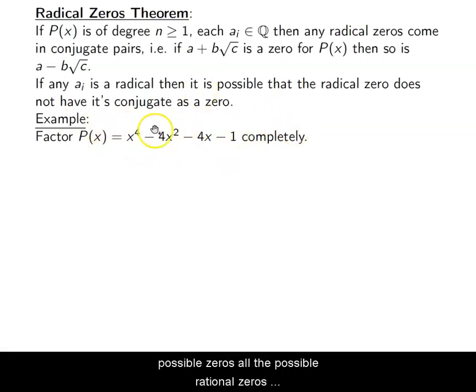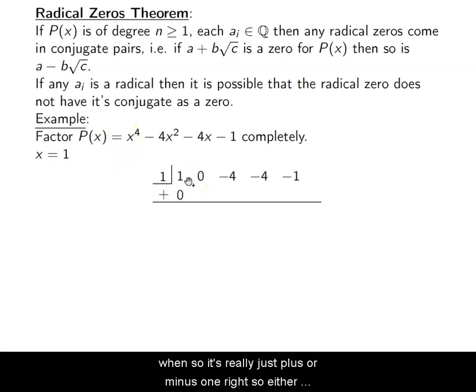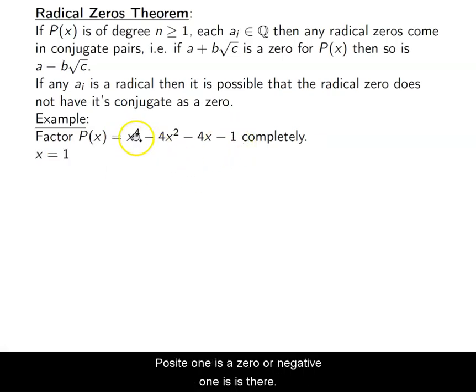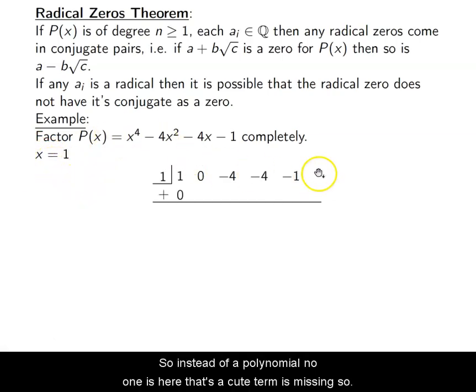We're going to find all of the possible rational zeros. So we're going to find the factors of 1. Here, this coefficient is 1. So it's really just plus or minus 1, right? So either positive 1 is a zero or negative 1 is a zero. And based on the way it works, we're just going to try it several times. So again, I always start with x equals 1. It's the easiest. So we set up our polynomial.